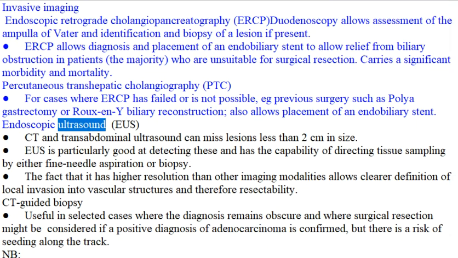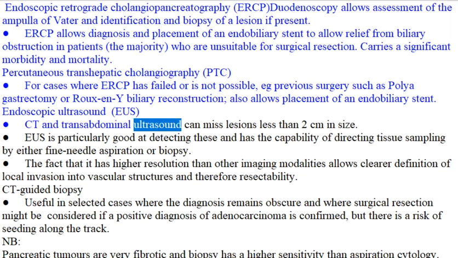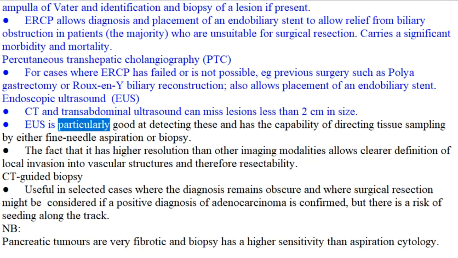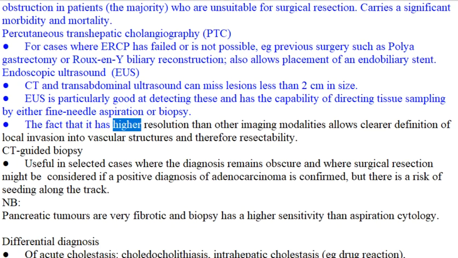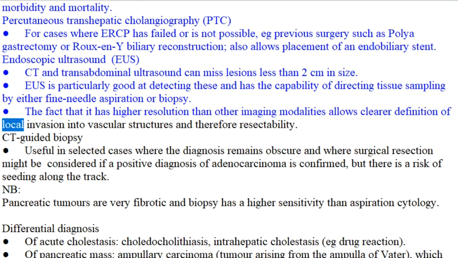Endoscopic ultrasound, EUS. CT and transabdominal ultrasound can miss lesions less than 2 cm in size. EUS is particularly good at detecting these and has the capability of directing tissue sampling by either fine needle aspiration or biopsy. The fact that it has higher resolution than other imaging modalities allows clearer definition of local invasion into vascular structures and therefore resectability.